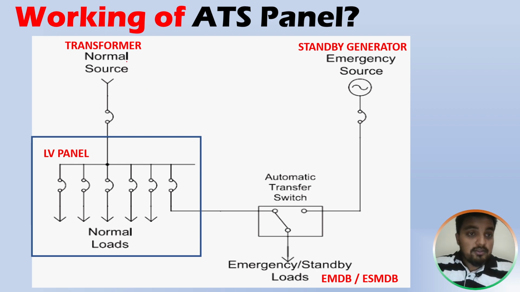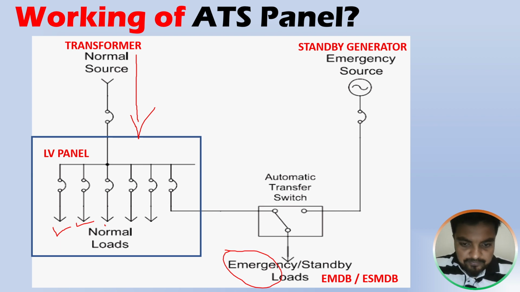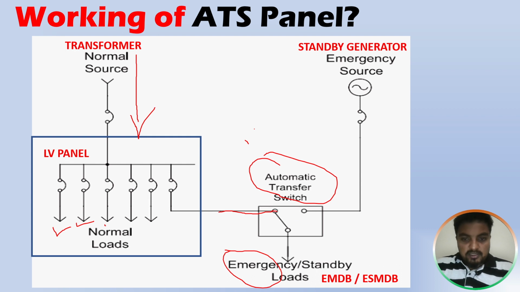Sorry, in this slide. From the transformer, we are getting power for this LV panel in the normal case. This is a normal source. The transformer is a normal source. It is normally feeding power to the LV panel. From the LV panel bus bar, we have so many outgoings for normal loads, and we have an outgoing for the emergency load as well. Okay. This emergency load cable is directly connected to one of the points of the automatic transfer switch, that is called the ATS panel. From this point, we are feeding the emergency loads.